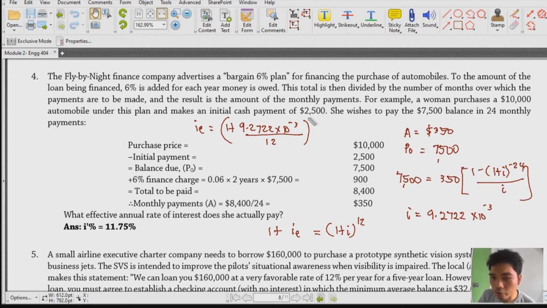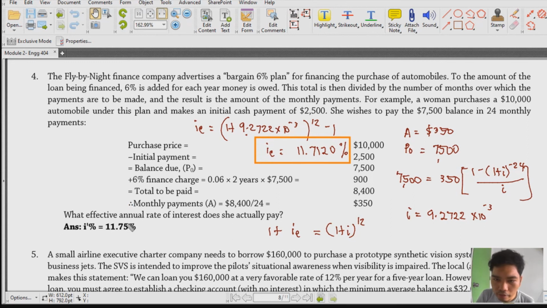So, that's how it goes, right? Or just raised to 12, sorry. We don't need to divide that anymore because that's already your I. So, there. And then raised to 12 and then minus 1. So, your effective rate of interest should be equal to 11.7120%. Okay? So, this is the annual effective rate of interest.